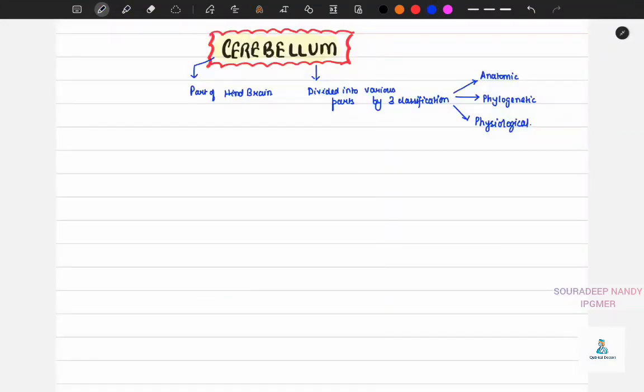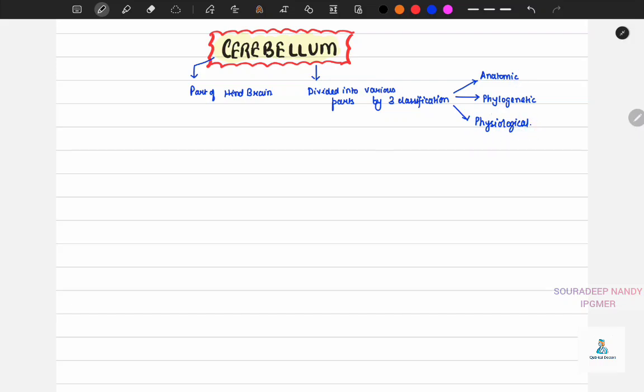Let's discuss the cerebellum. The cerebellum is a part of the hindbrain. The cerebellum can be divided into various parts by three classifications. One is the anatomical classification, which is based on the morphology of the cerebellum. One is the phylogenetic classification. Another is the physiological classification, which is well accepted now to determine the function of the cerebellum.